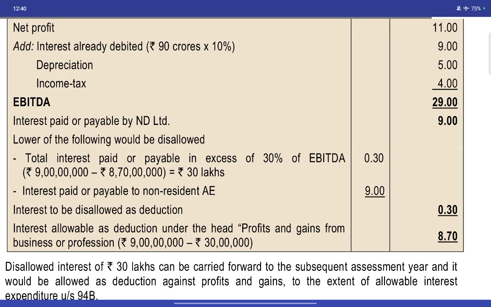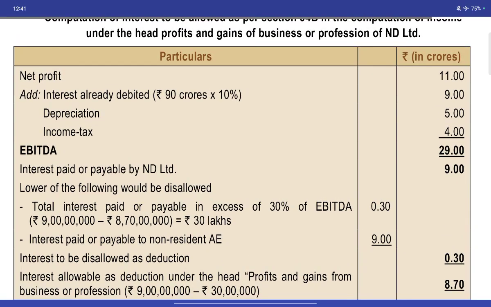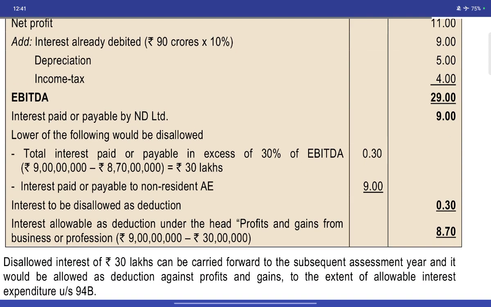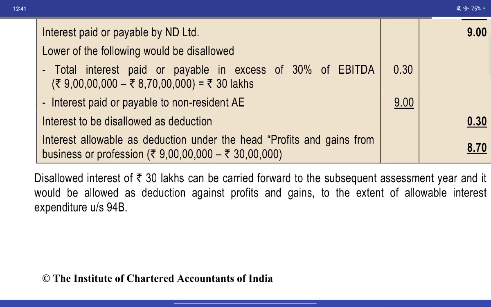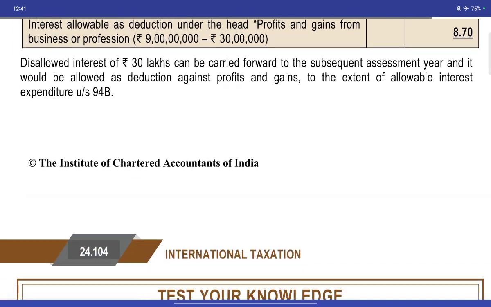minus total interest payable in excess of 30% of that. That is 9 crores minus 29 into 30%, which is 8.7 crores, so 30 lakhs interest payment is disallowed under the section. The interest allowable deduction is 8.7 crores. Okay. The disallowed interest of 30 lakhs will be carried forward in subsequent years and it will be allowed as a deduction under profits and gains, to the extent of allowable interest expenditure under section 94B.